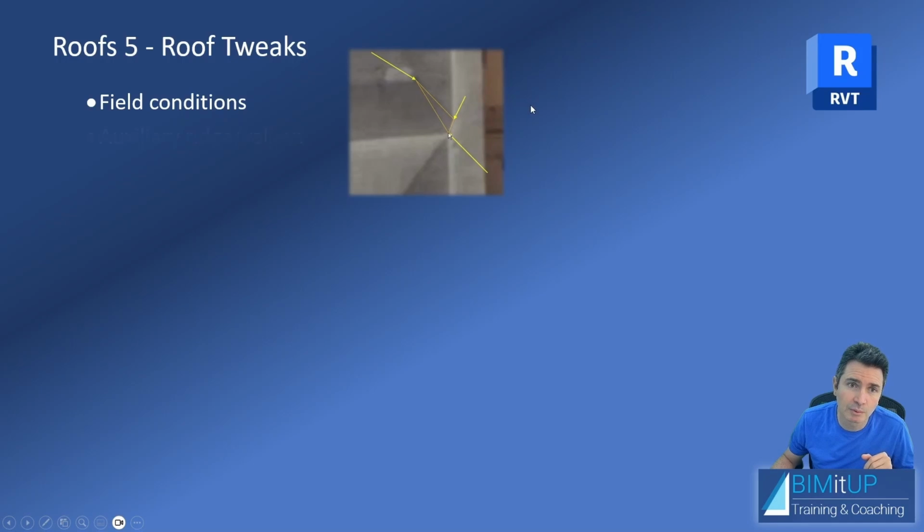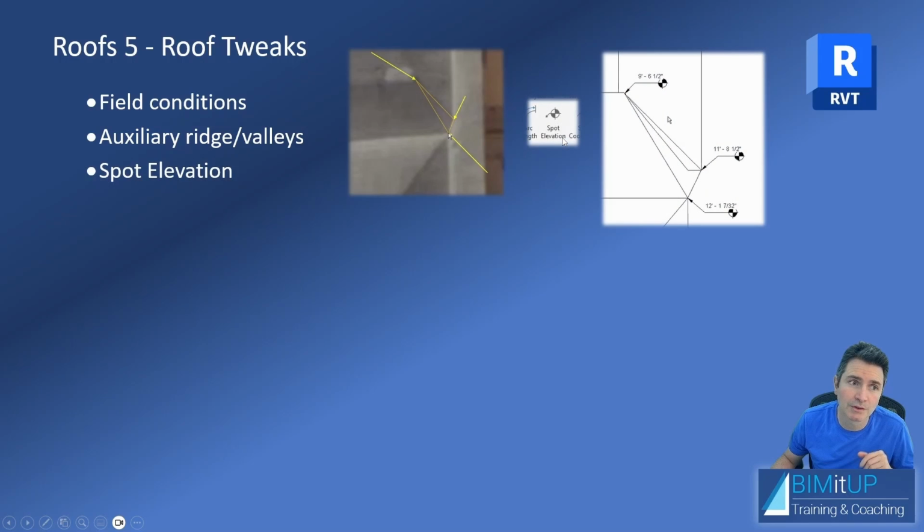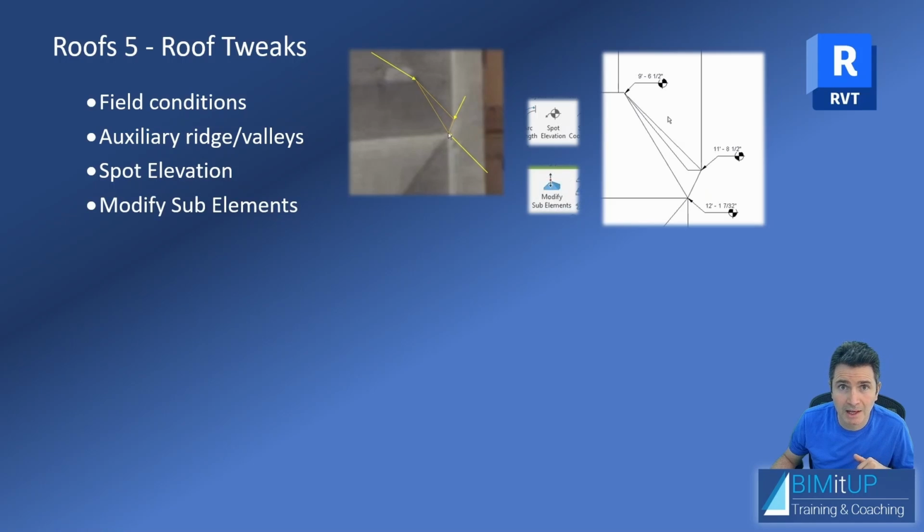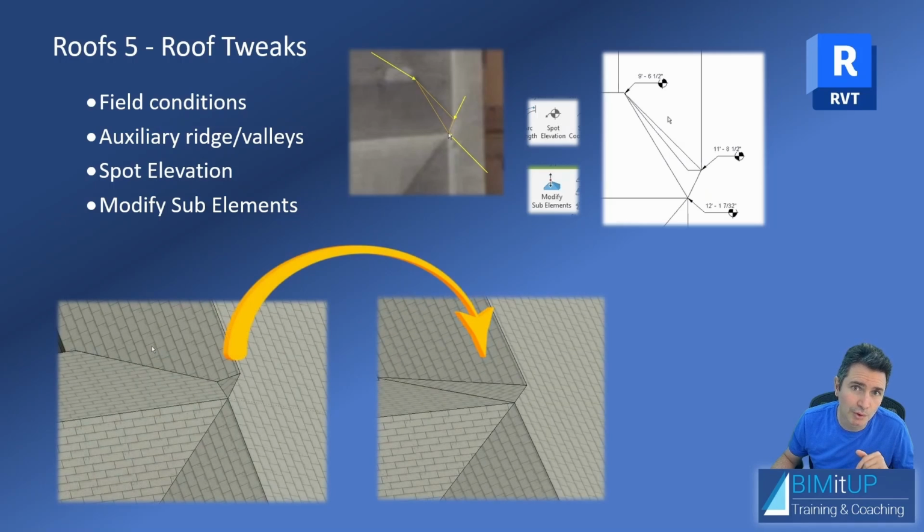Then using this, we're going to define this auxiliary ridge and valleys to define this little wedge right here. For that, we're going to use the spot elevation tool. I'm going to show you how to use that. And we're going to use the modify sub-elements tool, which actually allows you to slant that plane however you want. And that's going to allow us to go from this to this. Ready? See you in Revit.